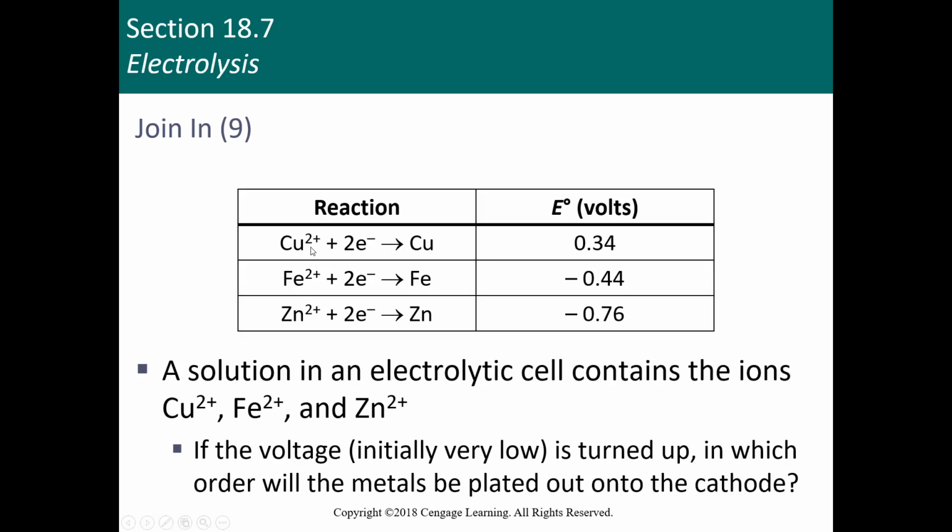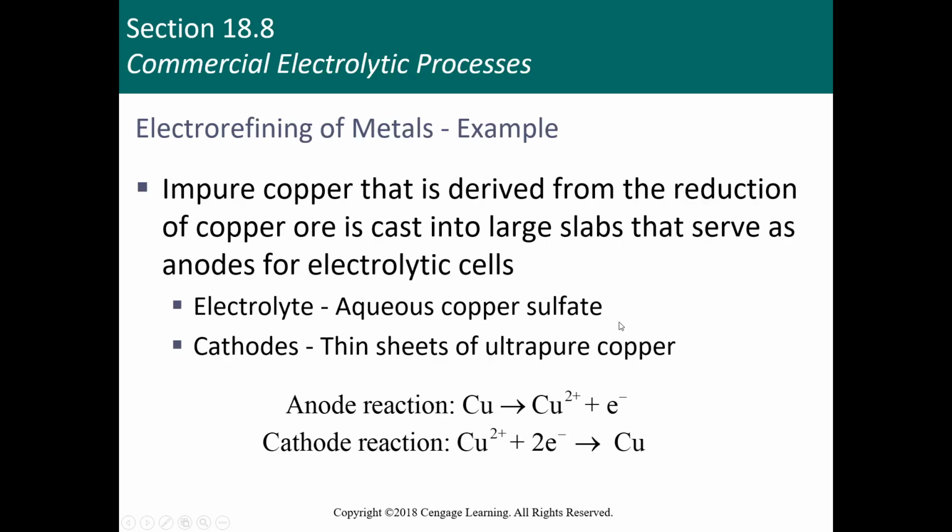Again, copper, iron, zinc. It's due to the fact that this is positive. This doesn't even need voltage to be applied to it, though you can make it faster. This right here will need 0.44 volts to be applied or greater to make this occur. The greater voltage you apply, the faster this will happen. This right here will need 0.76 volts or greater to be applied. So you'd plate this out first. This actually should be plating out without anything. This right here would then start plating out, and then you'd start plating this one out.